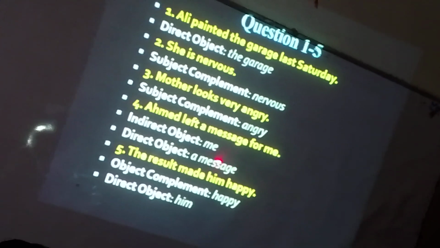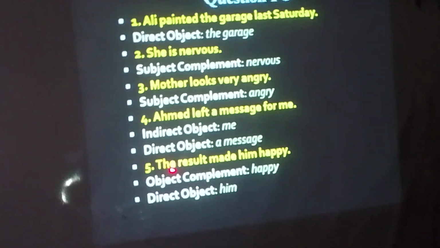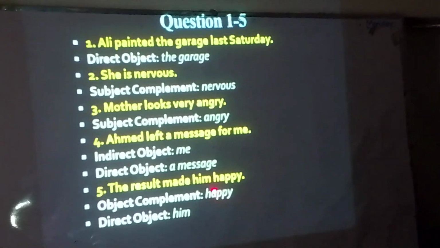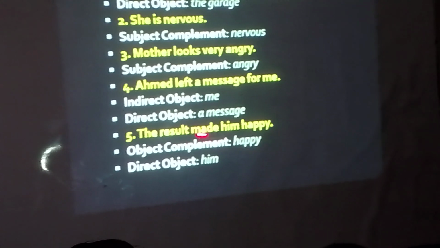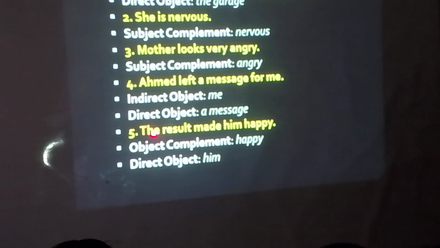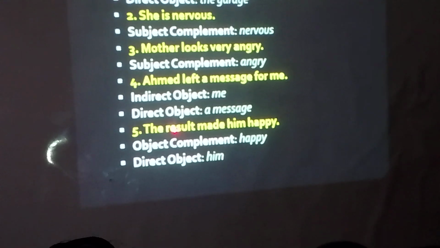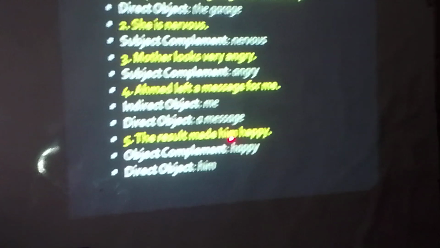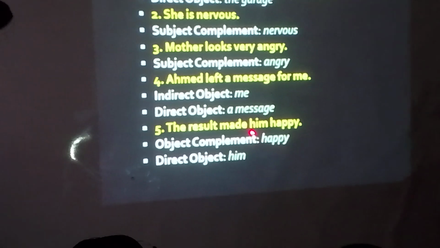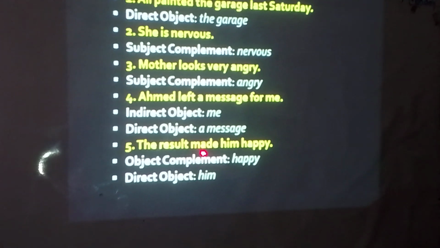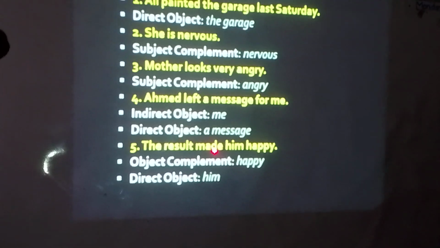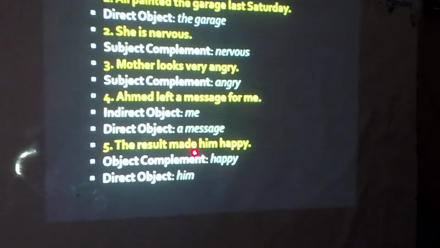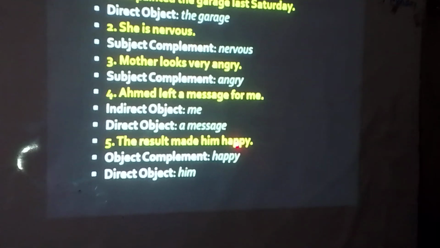Did you understand? Next one is the result made him happy. Hold on. The result made him happy. What is the subject? The result. What is made? Verb. What is him? Object. Him is object. If I simply say the result made him, the sentence gives a sense but it does not give a complete sense until and unless I write this happy.